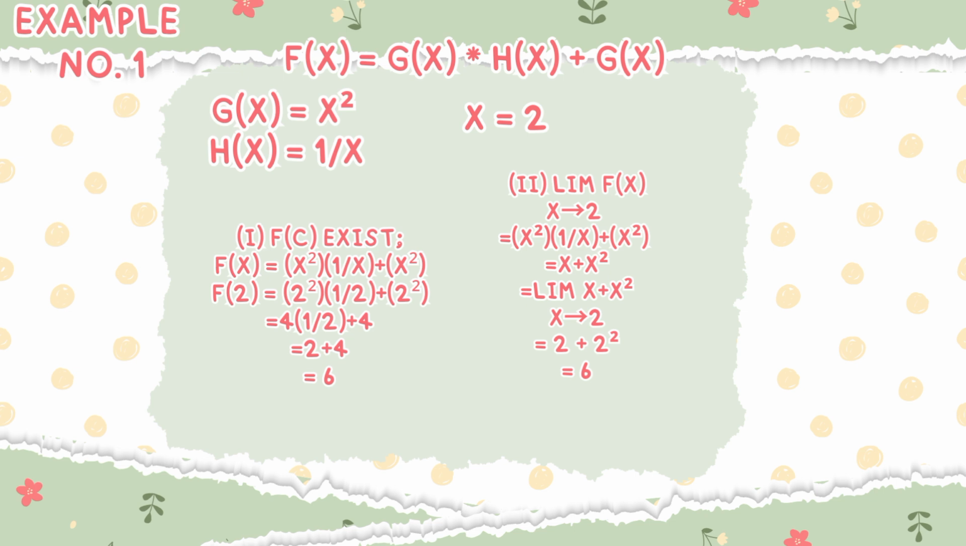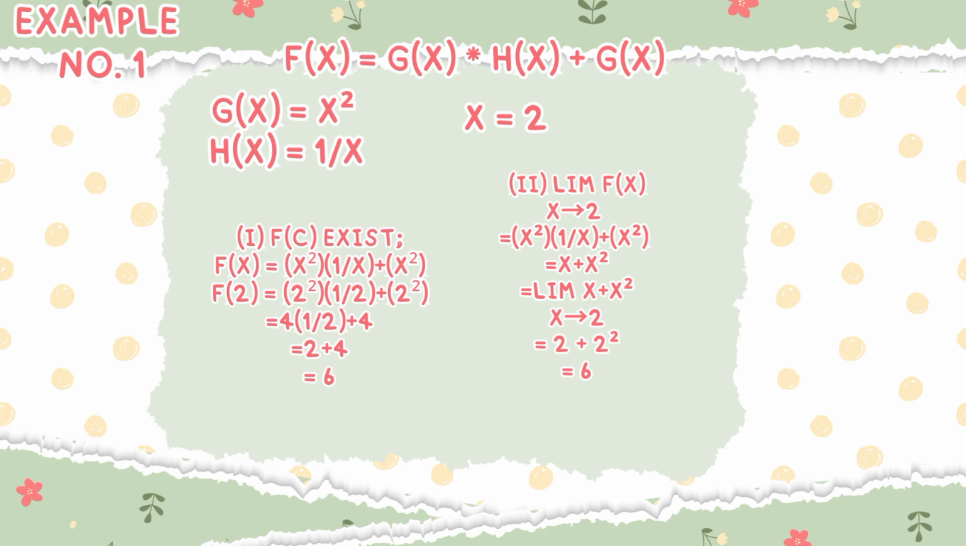The limit of our f of x is x squared times 1 over x plus x squared. To solve the limit of f of x, we cancel out the common factor of x, so it will be x. Then we bring down the x squared, so it will be x plus x squared. After that, we can substitute x equals 2, so it will be 2 plus 2 squared. The answer is 6.